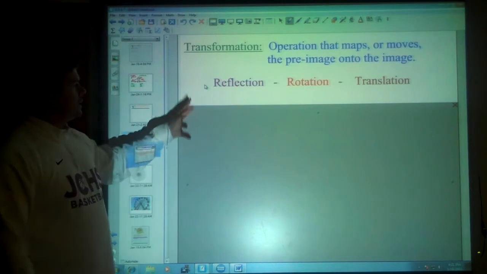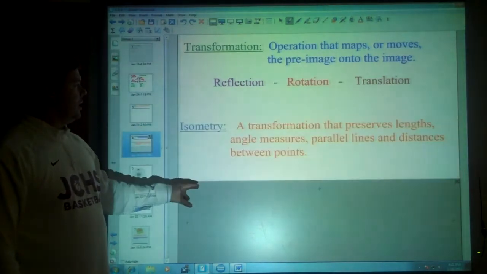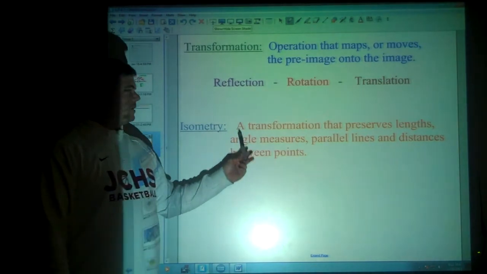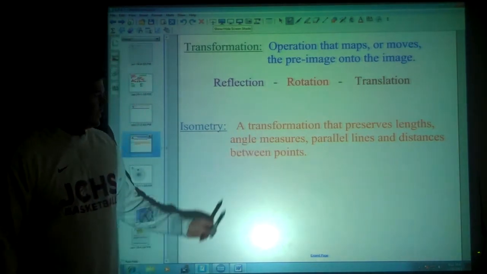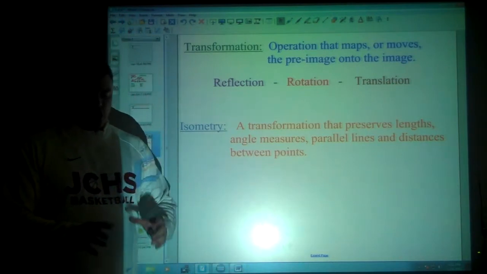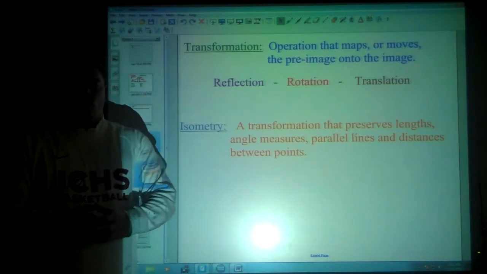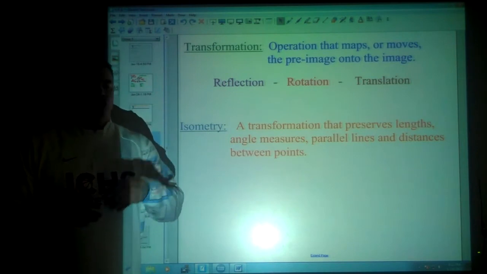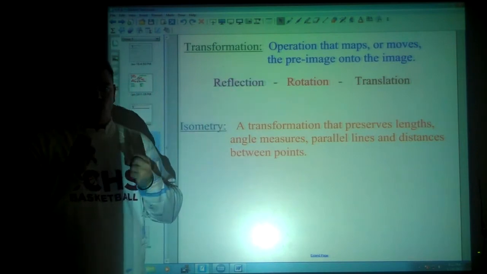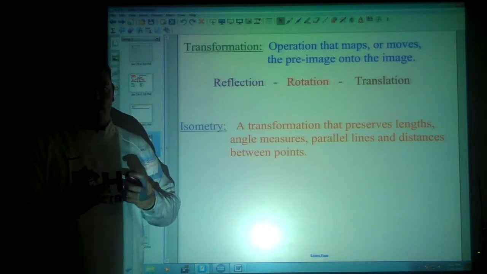One more definition is the idea of an isometry, a transformation that preserves the lengths, the angle measures, parallel lines, and distances between points. In other words, it doesn't mess with the shape. The shape originally looked like this. We reflected it, we rotated it, we translated it, we did something, but we didn't change its formation. We didn't change its shape overall.